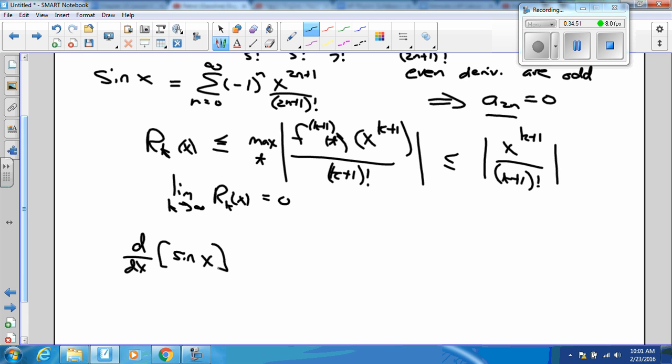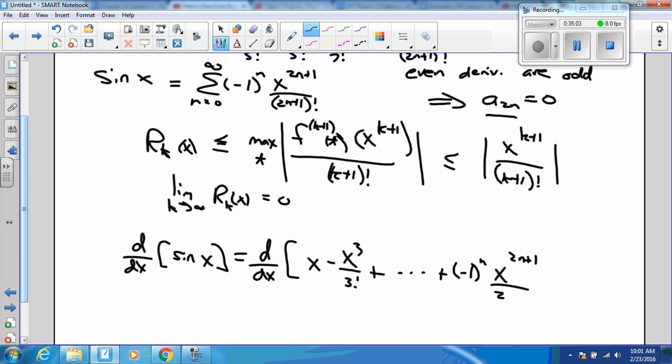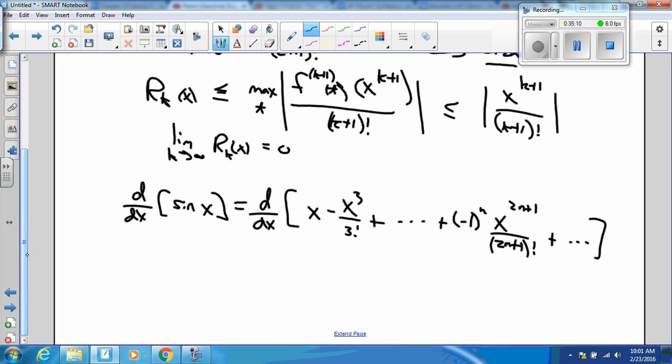What is the derivative of sine x? Well, the derivative of sine x is going to be the derivative of its series, just like so. And so if I now go through and take derivatives, lo and behold, I get 1 minus 3x cubed over 3 factorial plus 5x to the 4th over 5 factorial.